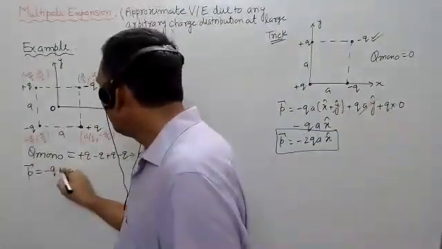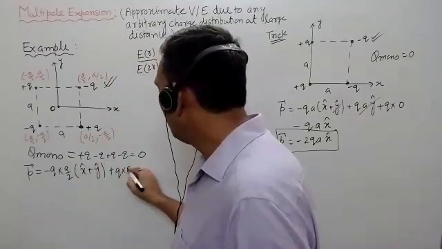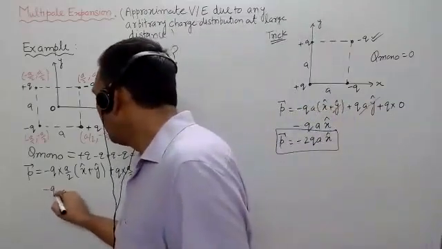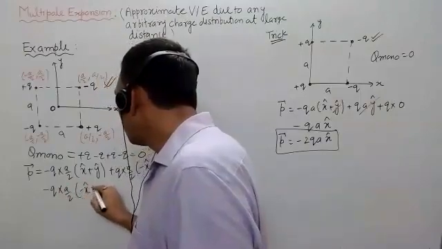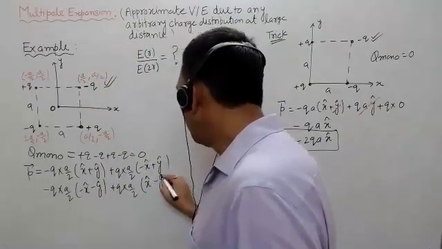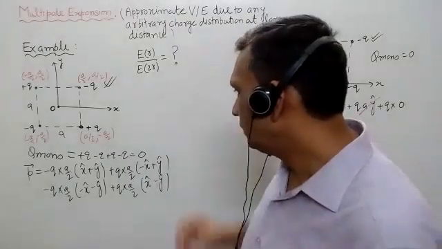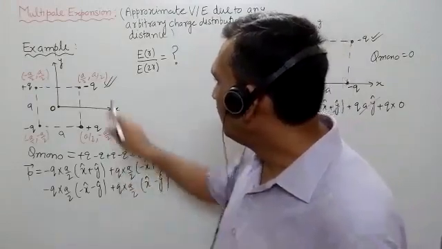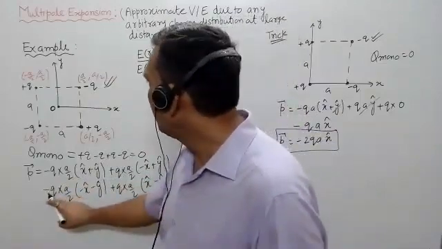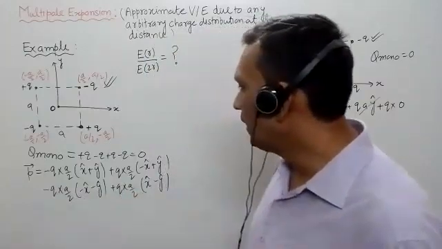Start with minus Q. So minus Q a by 2 x cap plus y cap, plus Q a by 2 common, minus x cap plus y cap, again minus Q a by 2, minus x cap minus y cap, and plus Q a by 2, x cap minus y cap.